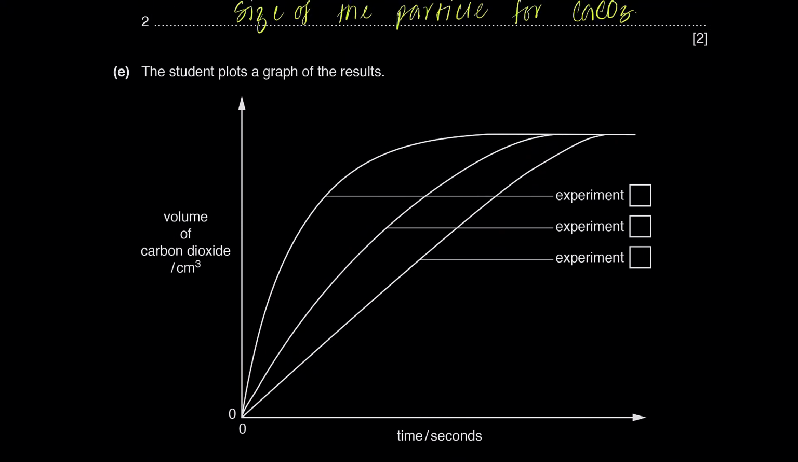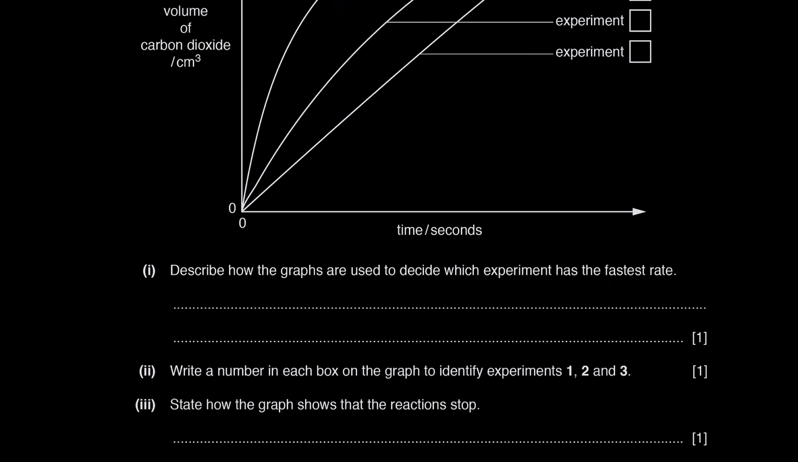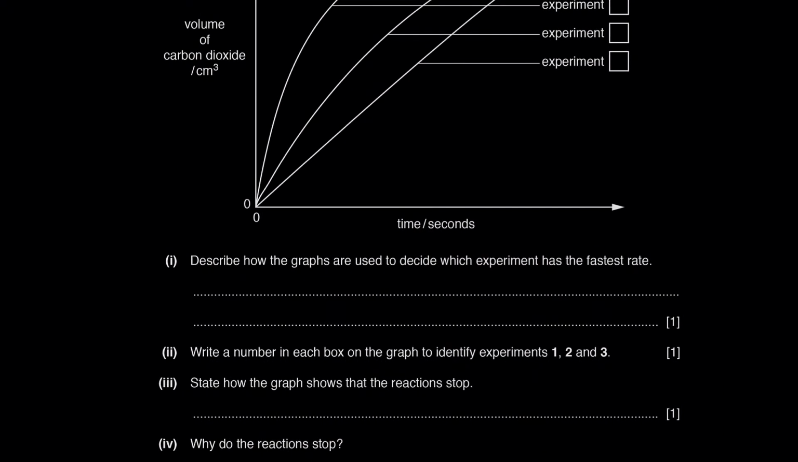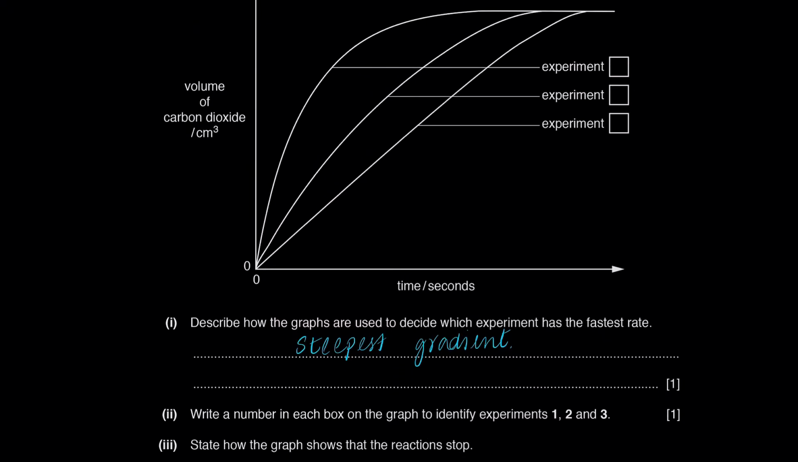Okay, student plots the graph of the results. Experiment 1 to 3. Describe the graphs used to decide which experiment is the fastest rate. The one with the steepest gradient. How do you spell steepest? Steepest gradient will be the one.